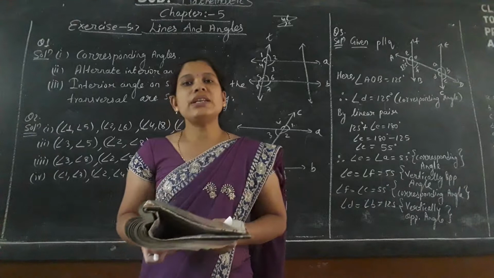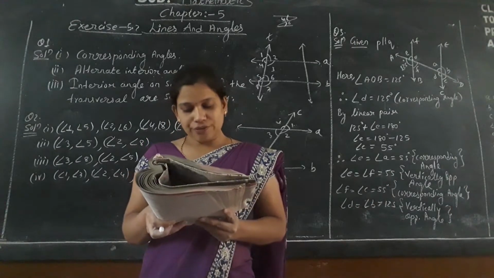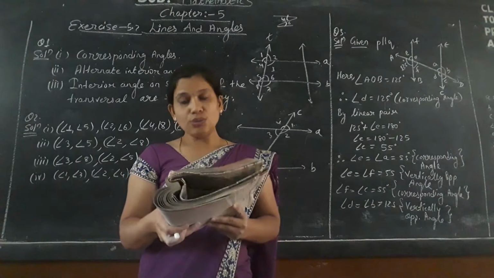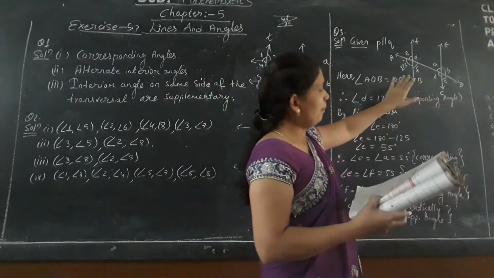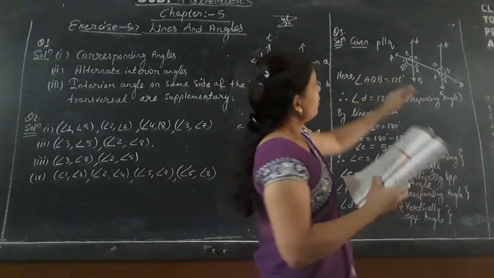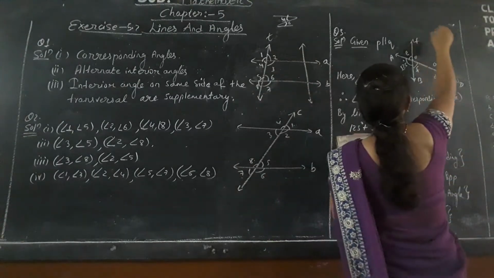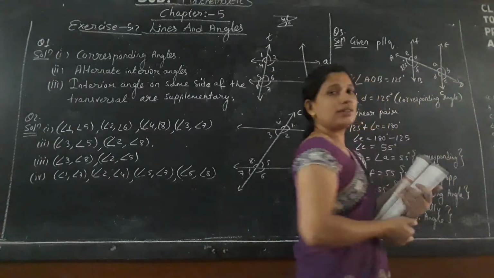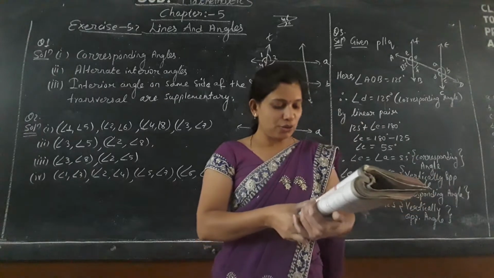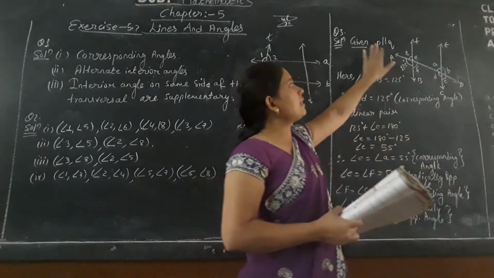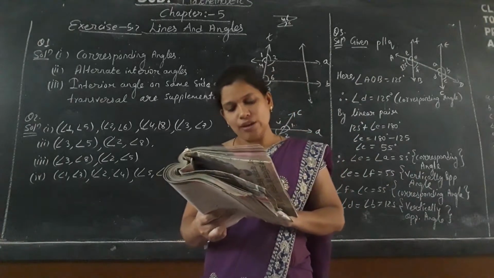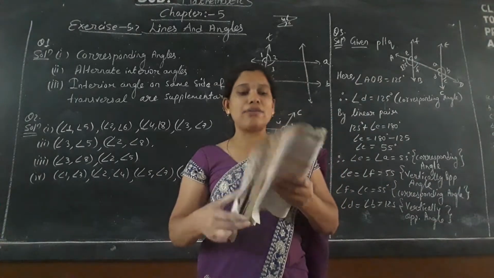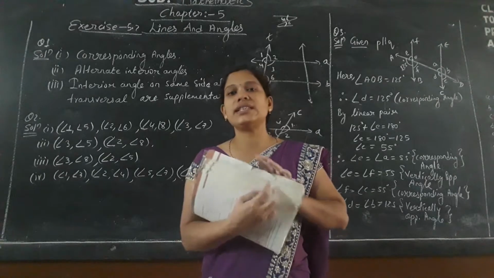Now next comes question number 3. Here in question number 3, it is said that in the adjoining figure, P is parallel to Q. Two lines are given, this one is line P and this one is line Q, and it is said that both lines are parallel to each other. Find the unknown angles. So we have to find the values of A, B, C and D.